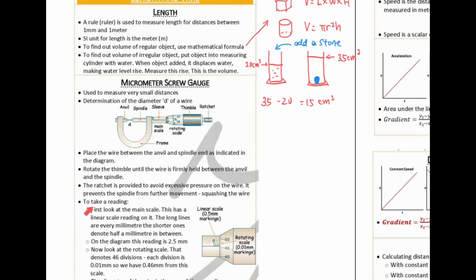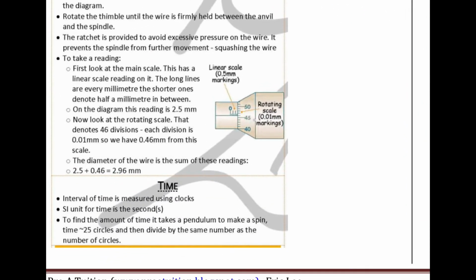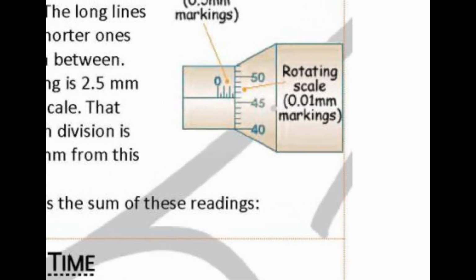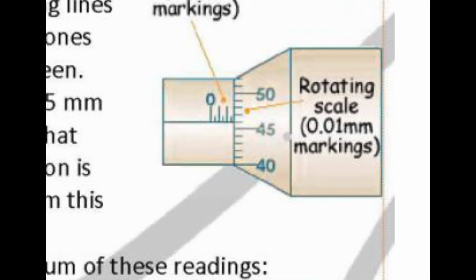To take a reading, first look at the main scale, which is this one. I zoom in a bit. Basically how to read is, you need to know this is 0. Then this short line is 0.5. Then this one is 1. Then this is 1.5. Then this is 2. Then this short line is 2.5.